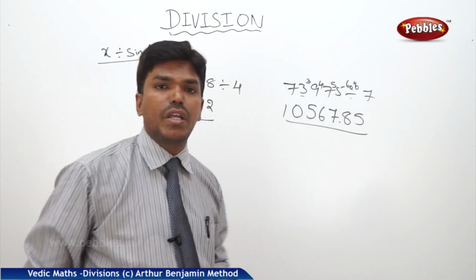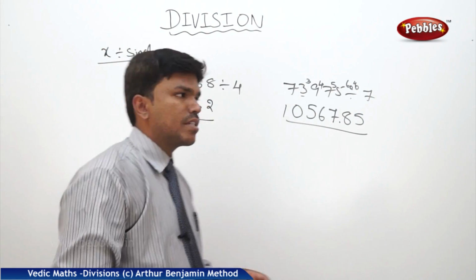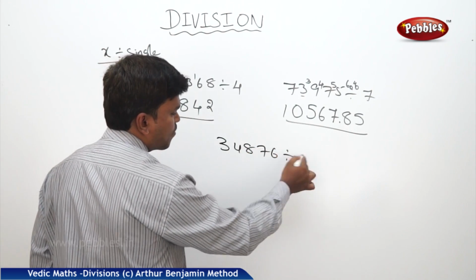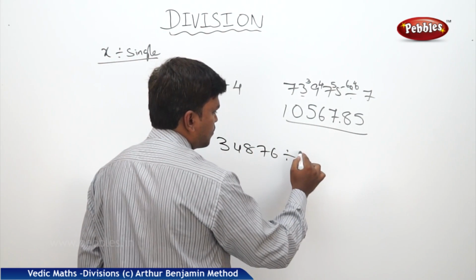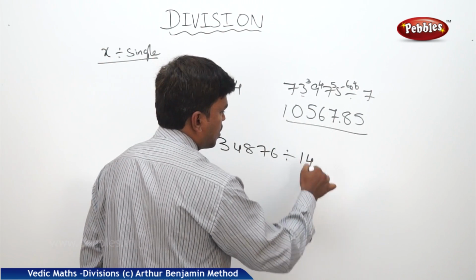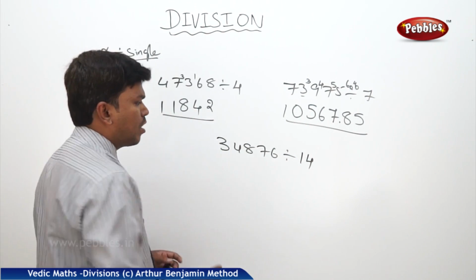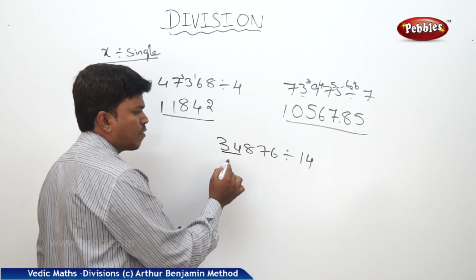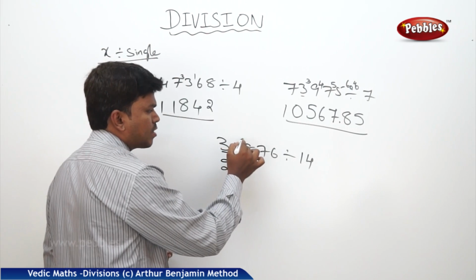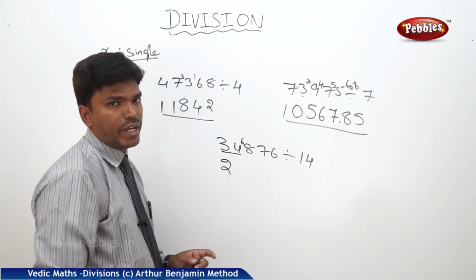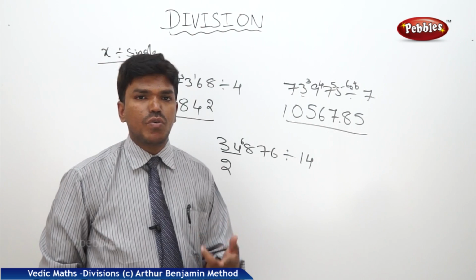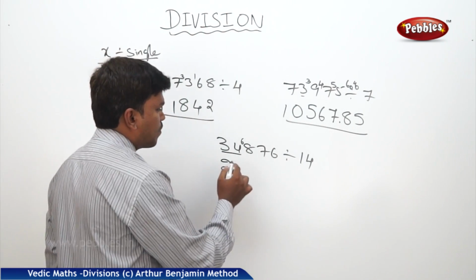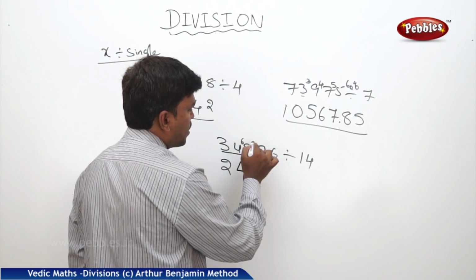You can do it in the same way even for larger divisors if you know up to the 20 tables. Let us take 3, 4, 8, 7, 6 divided by, say, 14. Now, will 3 go in 14? No. So take 34 at a time. How many times does it go? 4 2s are 28, and 6 is my remainder. Now it became 68. How many times does 14 go in 68? 14 4s are 56. That is, the remainder is 12.